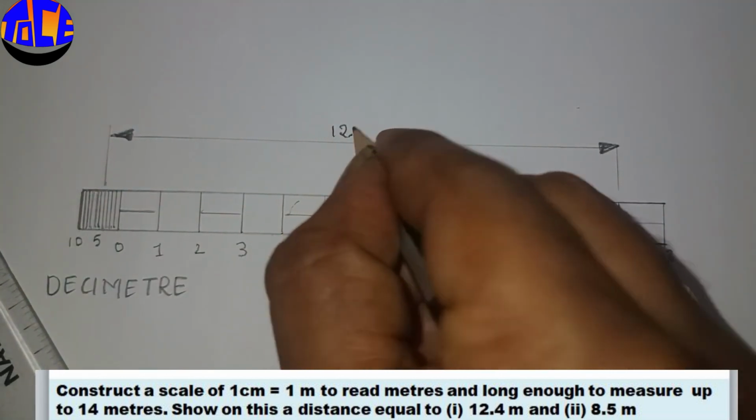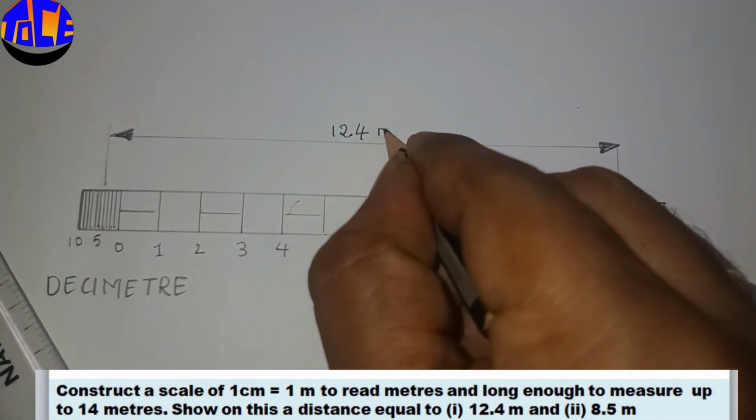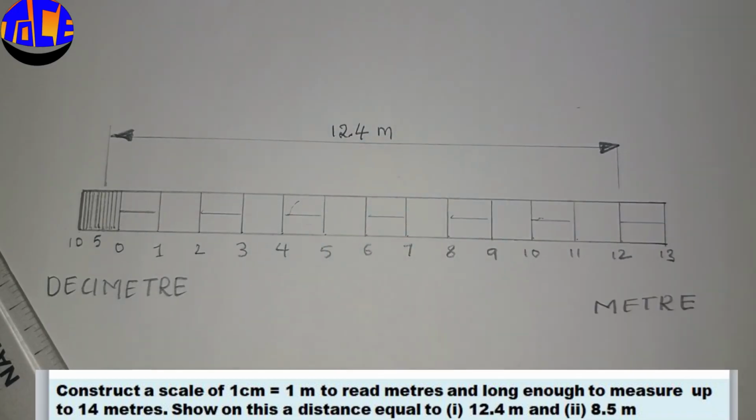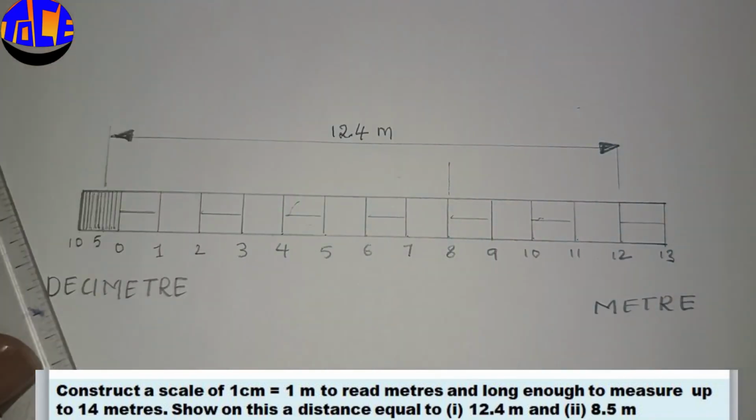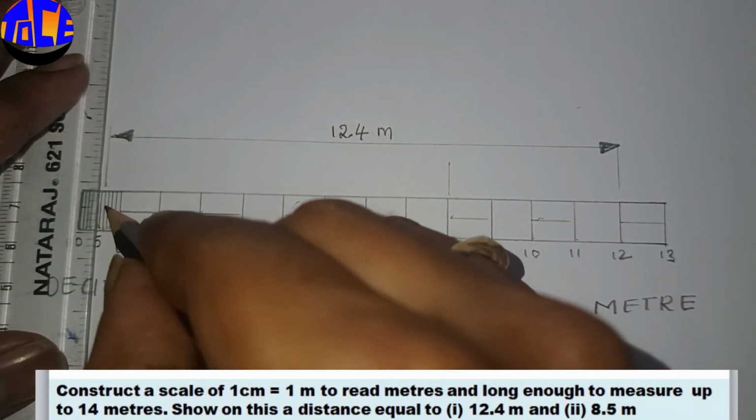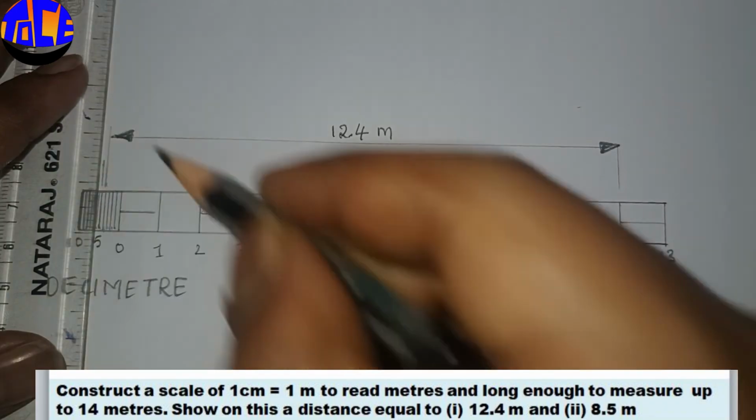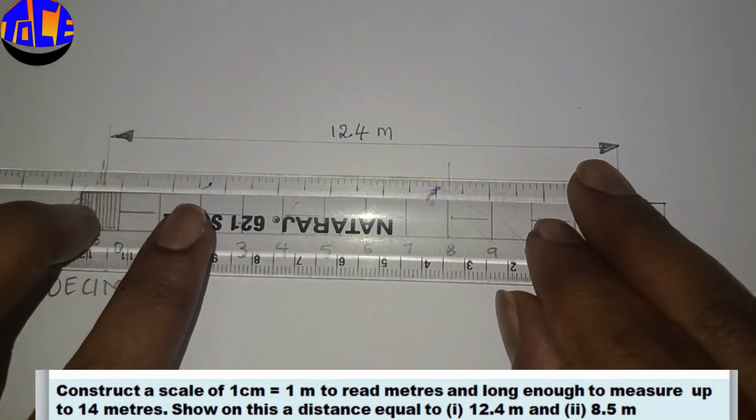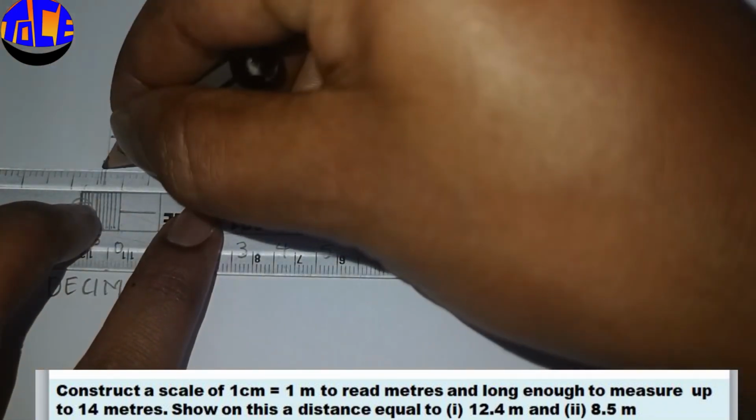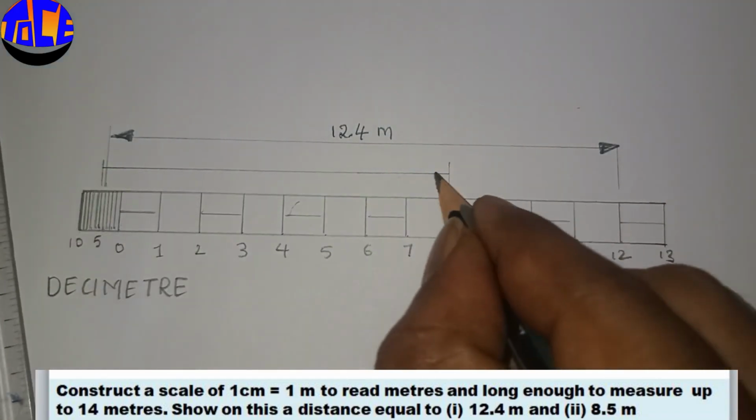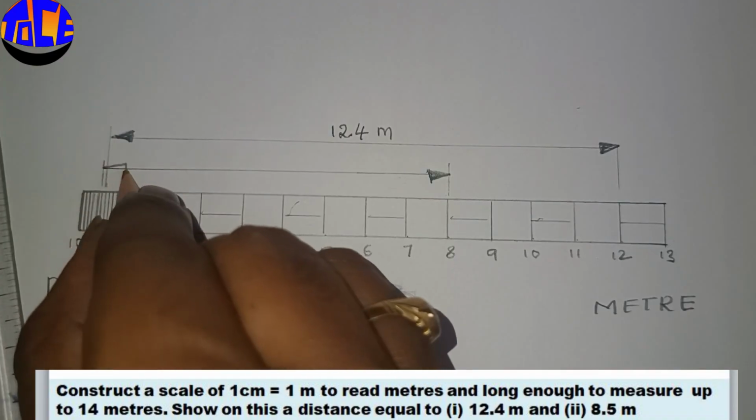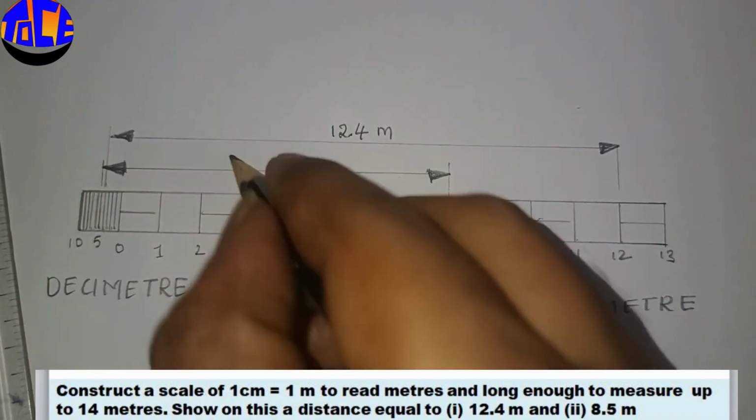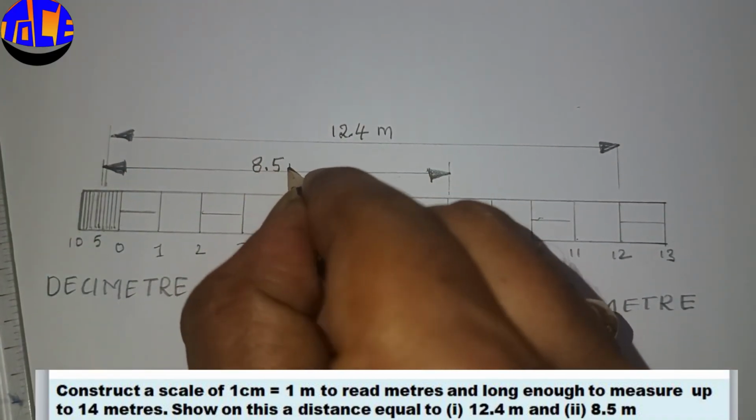So this is 12.4 meters. Okay, and next asking to show 8.5 meters on the scale. So 8 is here, and 0.5. So this is 0.5. Okay. So this is 8.5 meters.